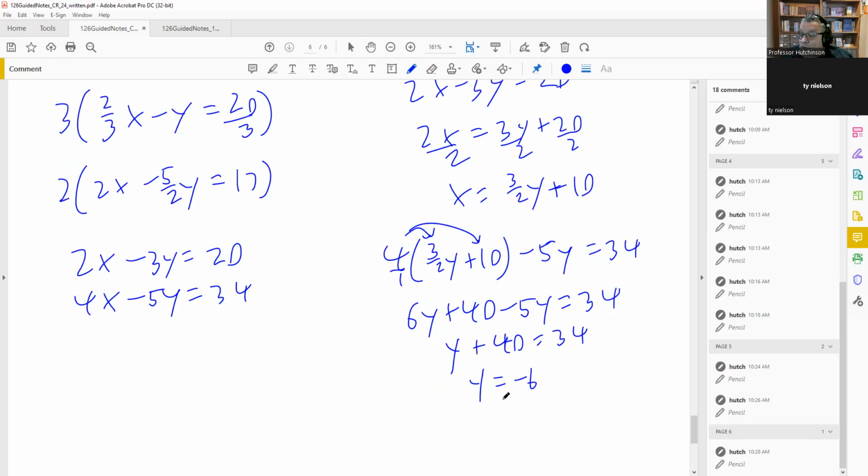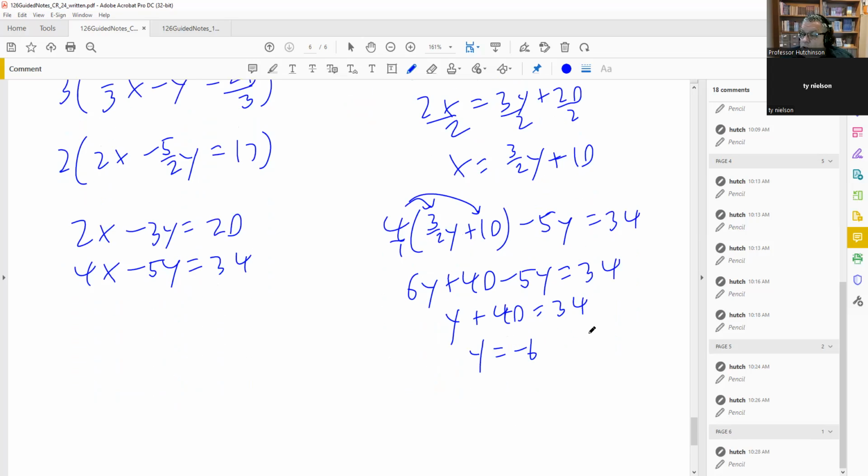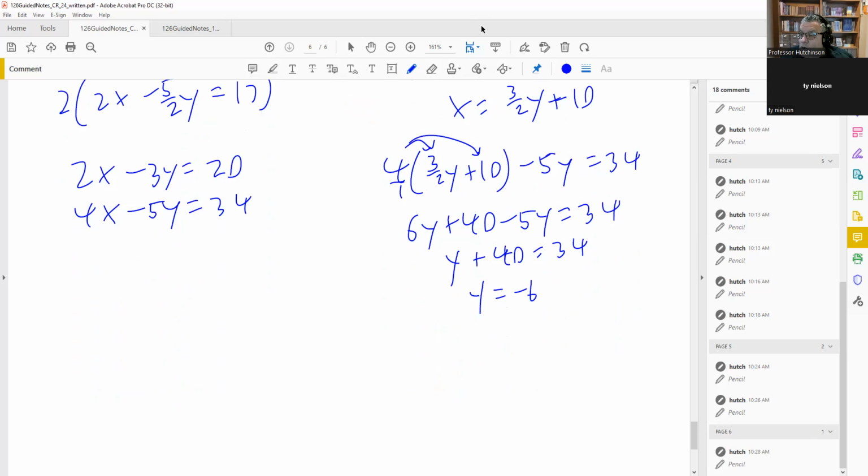So now we just have to solve for x. We can do that by just going back up to here. We solved for x earlier. So we're going to do x equals 3/2 y plus 10. We'll put the -6 in there.